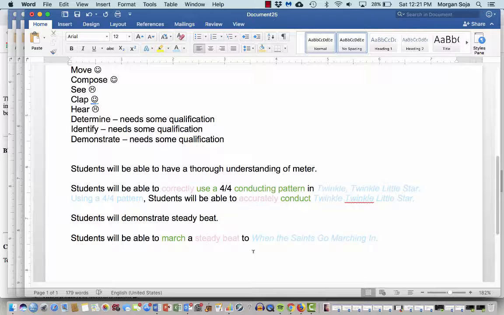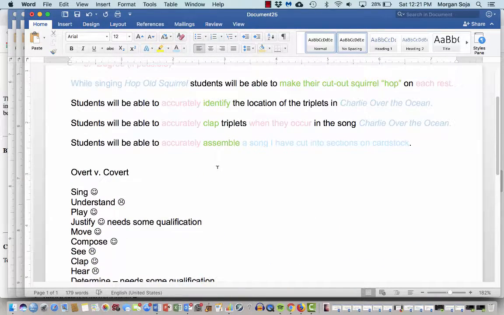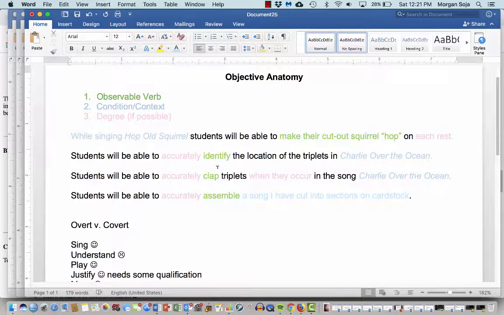All right. So that's just a little review on what an objective is, how to write it, what you need, some of the verbs that you could or should use, how you can write a more descriptive objective that tells you what you need to know.